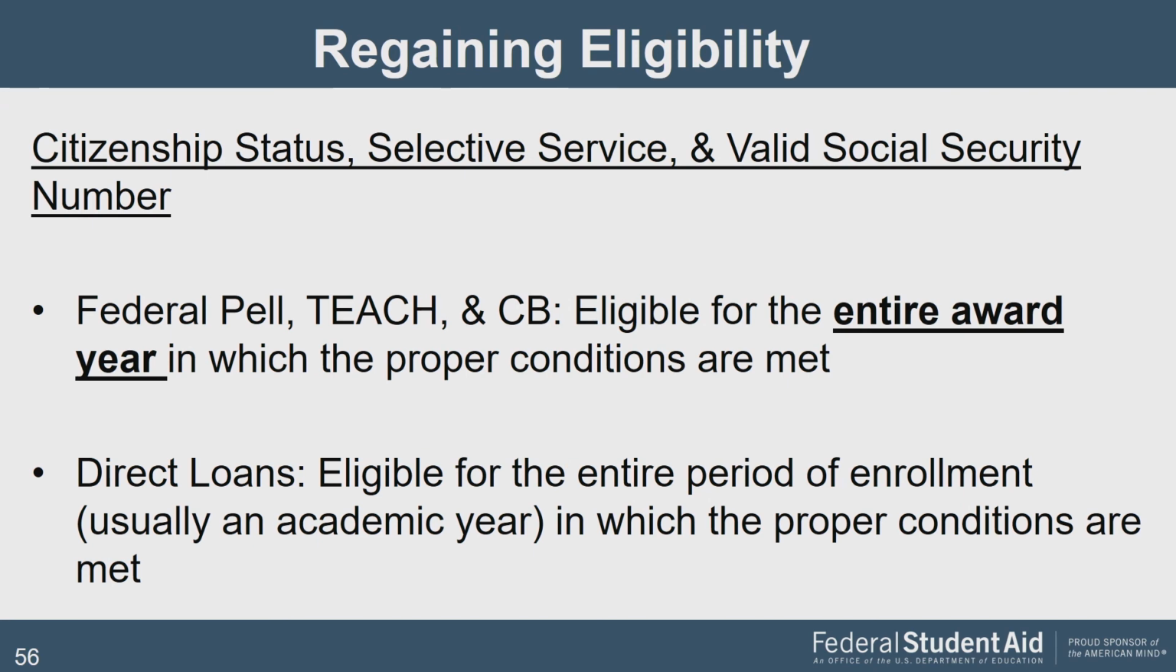But when it comes to citizenship, when it comes to selective service, when it comes to Social Security, when it comes to that identity of the actual student, if they had lost eligibility and now they have regained eligibility, they are eligible for the entire award year in which those conditions have been met. So as soon as you get that ISIR that says they are now eligible, they can receive money for that entire award year. Even if they're at the end, even if it's June 30th, they can receive money from July 1 of the previous year up until June 30th of the current year.